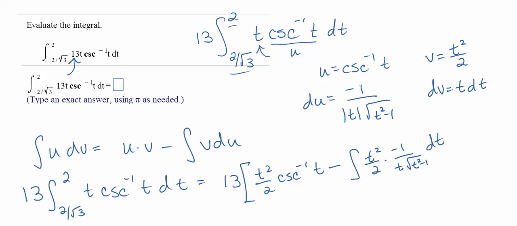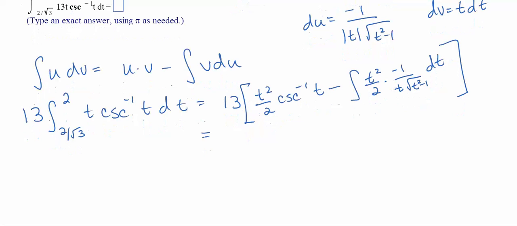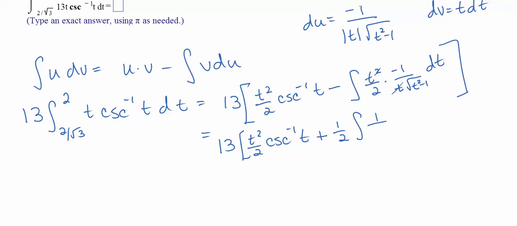Okay, so let's just look at this inside part and see how this cleans up. We have the 13. This part is going to tag along. This negative here can make this a plus. The t here and the t squared here we can cancel. We'll have a 1/2 that can come out in front. So now we're just integrating 1 over the square root of t squared minus 1 dt.